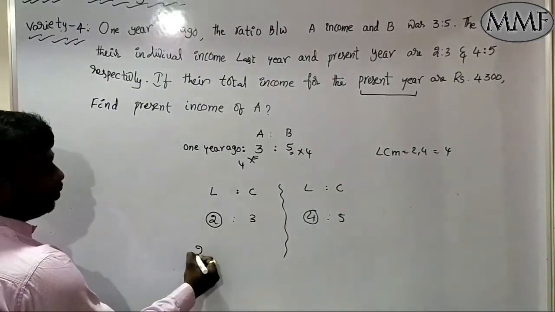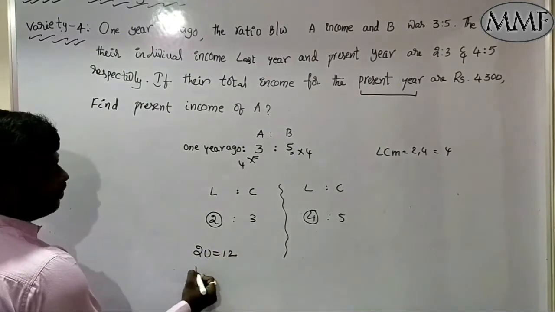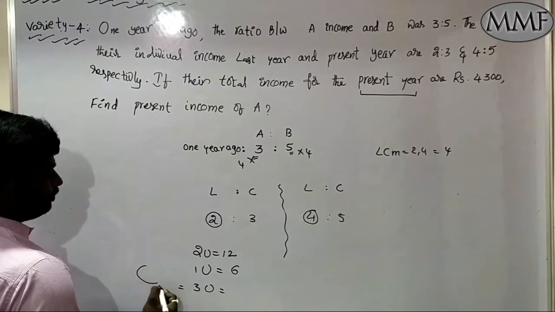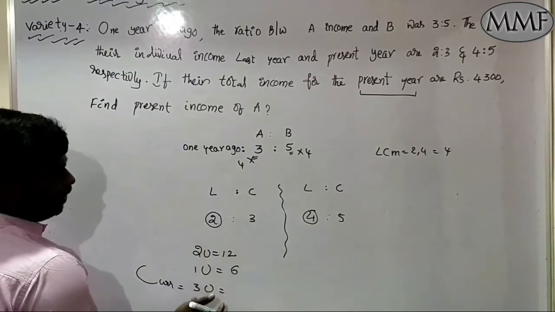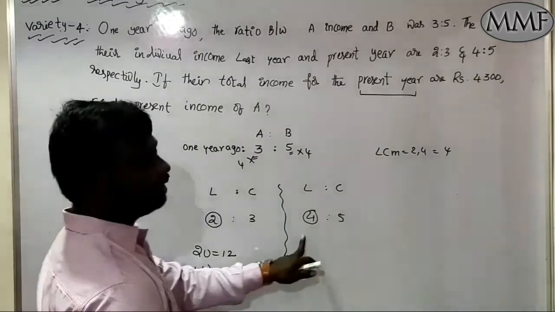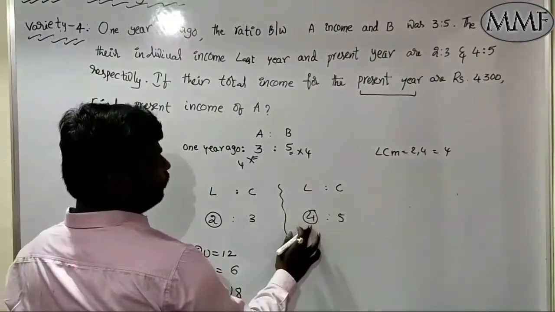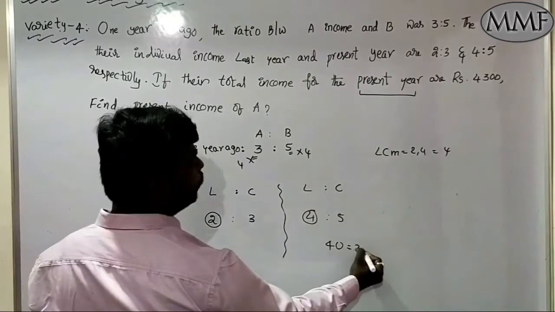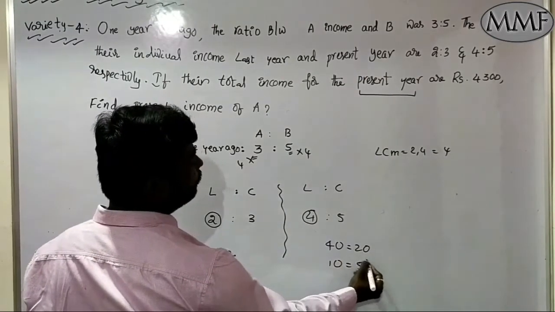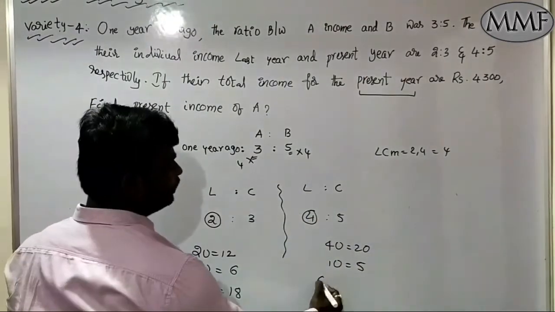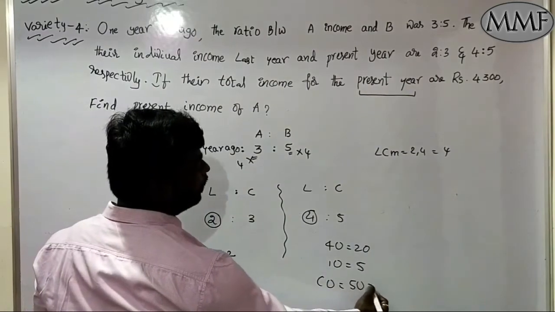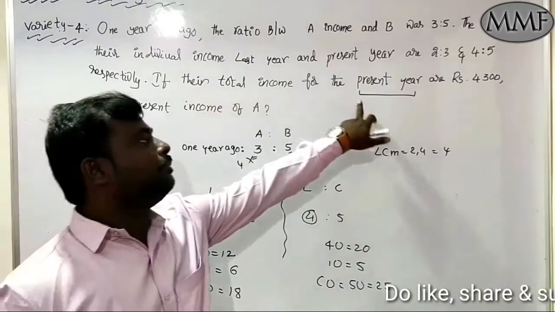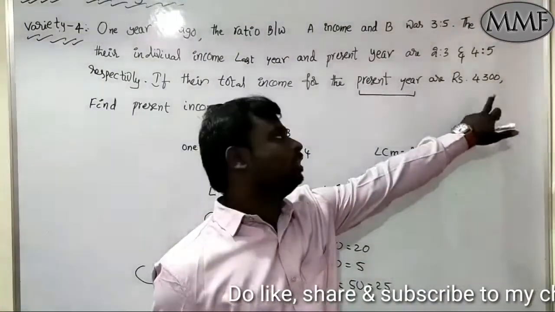Nothing but I want to get the current year. That is, 2 units is 12. What about 1 unit? 6. What about 3 units? This is the current year. How much are 3 units? 18. Then come here. What is the last year? 4 units. 4 units is how much? 5 4s are 20. What about 1 unit? 5. What is current? Current is 5 units. 5 units is how much? 25.